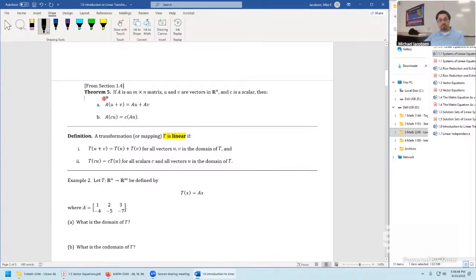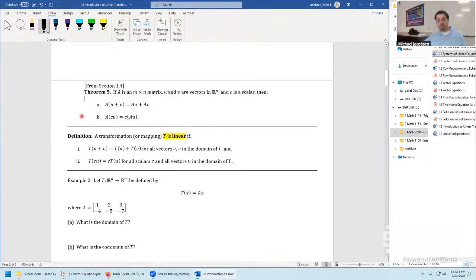Matrix multiplication distributes across vector addition, so that's kind of cool in a way. And this is a kind of commutativity property. Matrix multiplication, when we scale a column vector, can be done in 2 ways. Either scale u, then do the matrix multiplication, or you can just do the matrix multiplication first and scale the result by c.